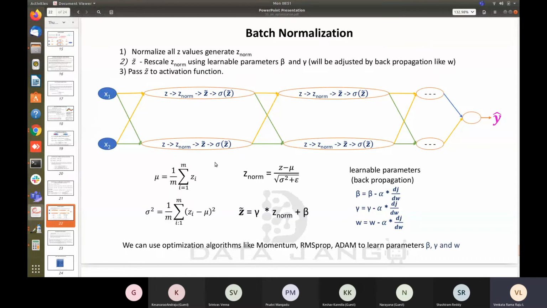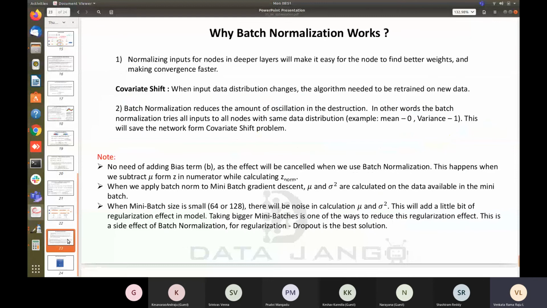But instead of taking it like that, you take the mean as a cumulative mean. For the first batch you got some mean, for the second batch you got another mean, for the third batch another mean. While doing the third batch, you take the mean of all these three means. While doing the fourth batch, you take the mean of all four means. Standard deviation also, like that we can do. Okay, so that concept is somewhere here. So there is no need of adding bias term B. That's one concept I need to explain.